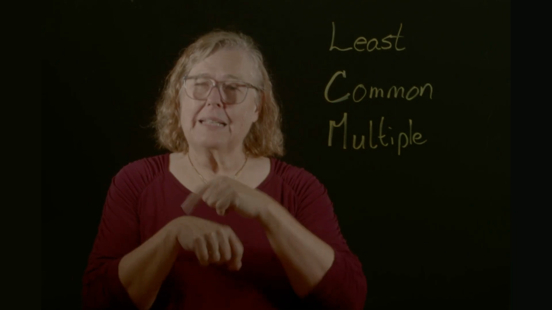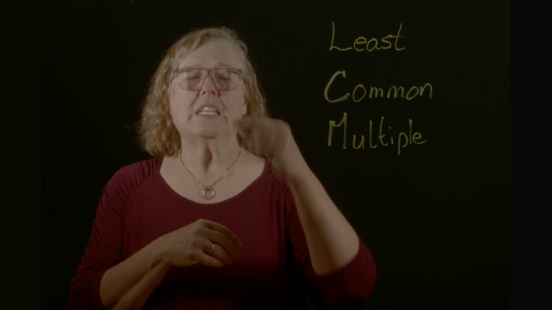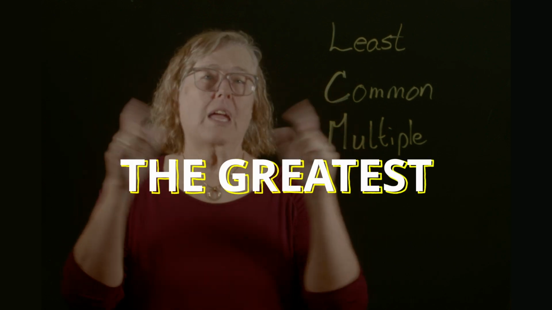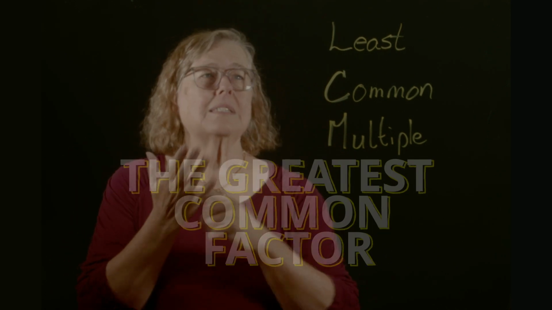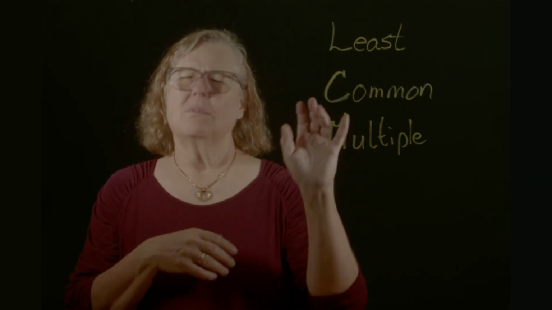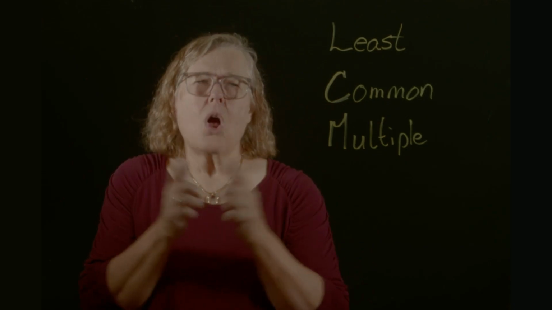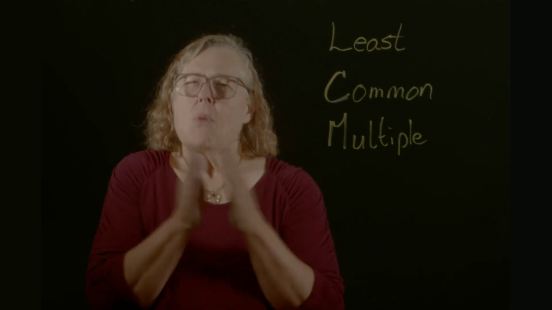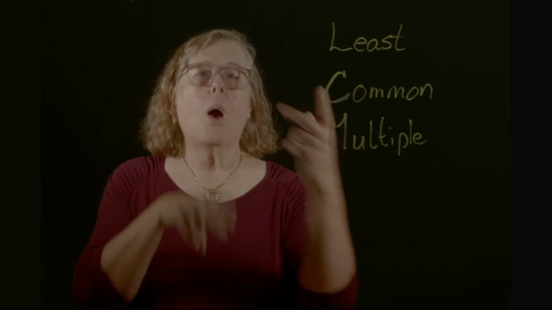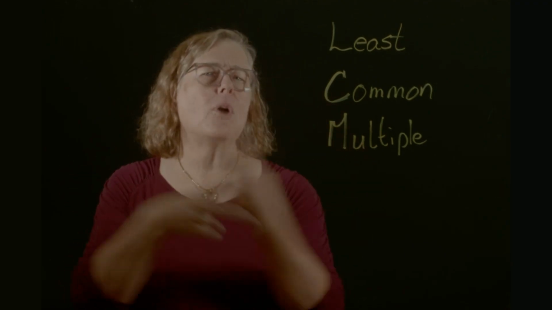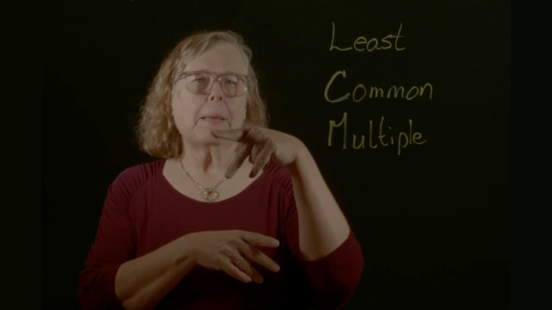Do you remember last time? What did we talk about? We talked about GCF, the greatest common factor. Today, we are talking about the LCM. What is that? That is the least, the smallest. What does it mean? Least means small. Common, it's the same. Everyone has the same. And multiple. That's like when we multiply. But it's also like skip counting.